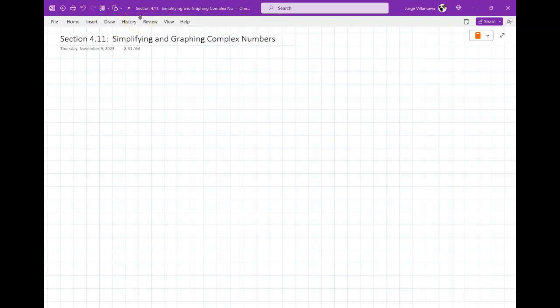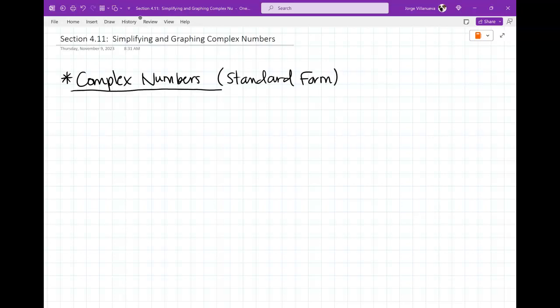So let me put this right here, complex numbers. And I'm going to put right here standard form, because there is a standard way to write it. It's not a hard thing. It's literally, I guess I could put plus or minus there. It's 3 letters. That's it. That's your standard form of a complex number.